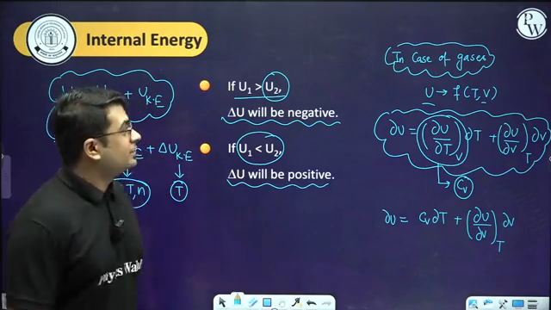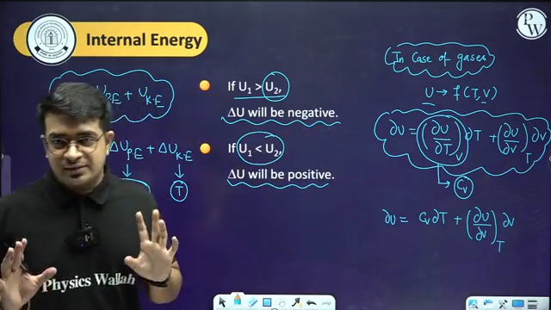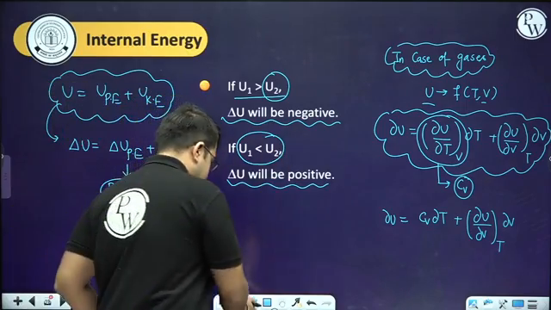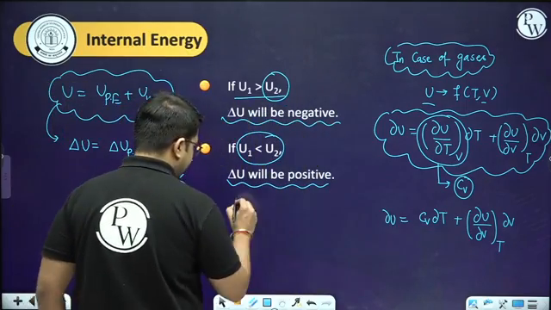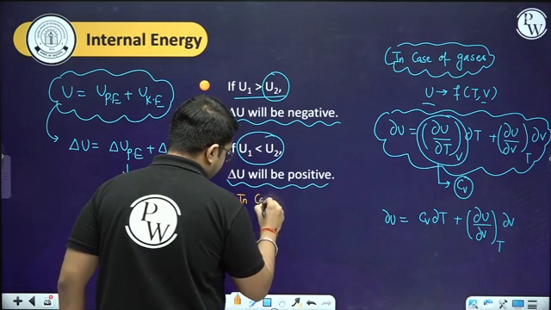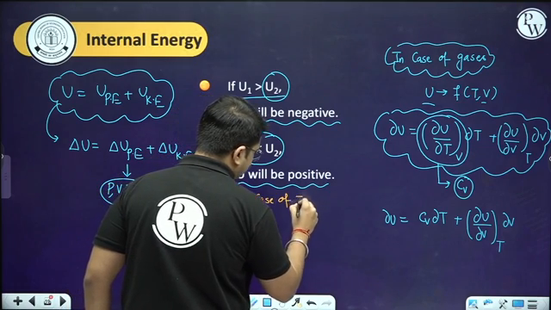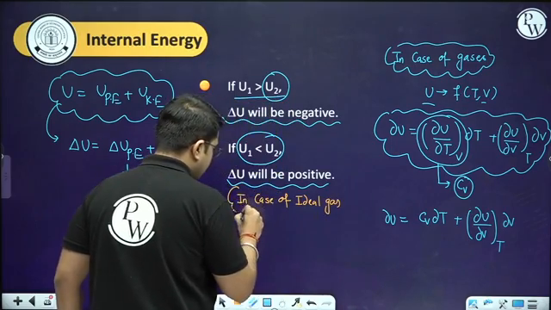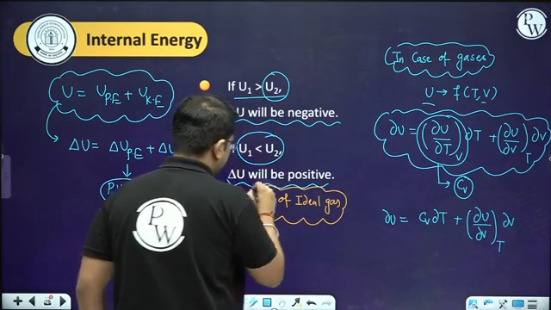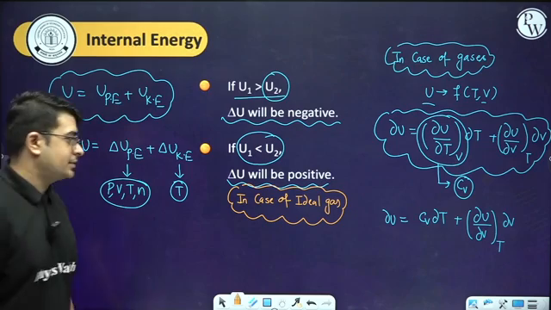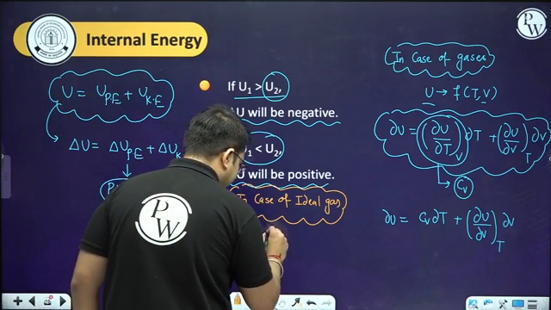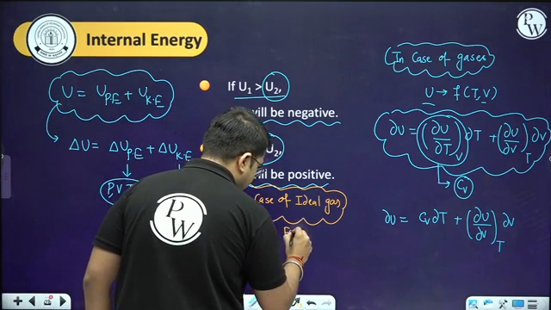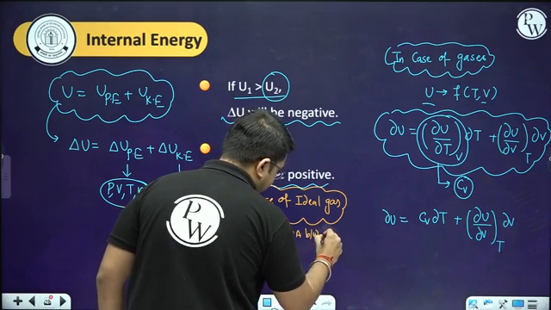Now this is the expression for general cases of gases. Now consider, in case of ideal gas, ideal gases have no force of attraction between gases.